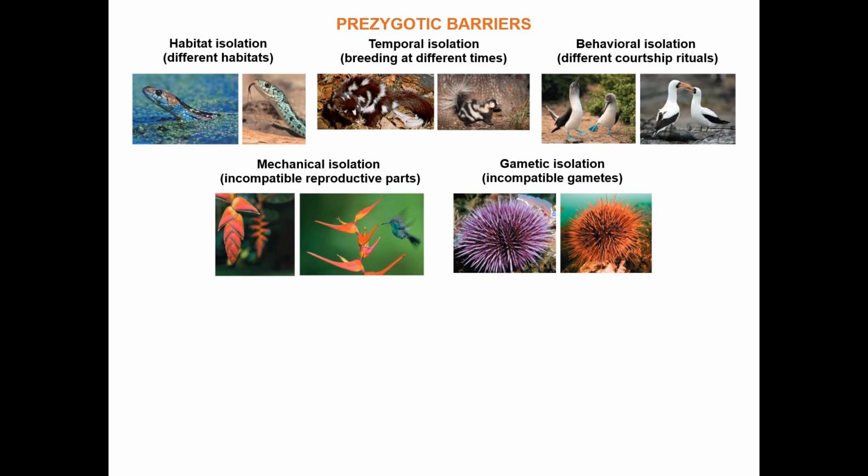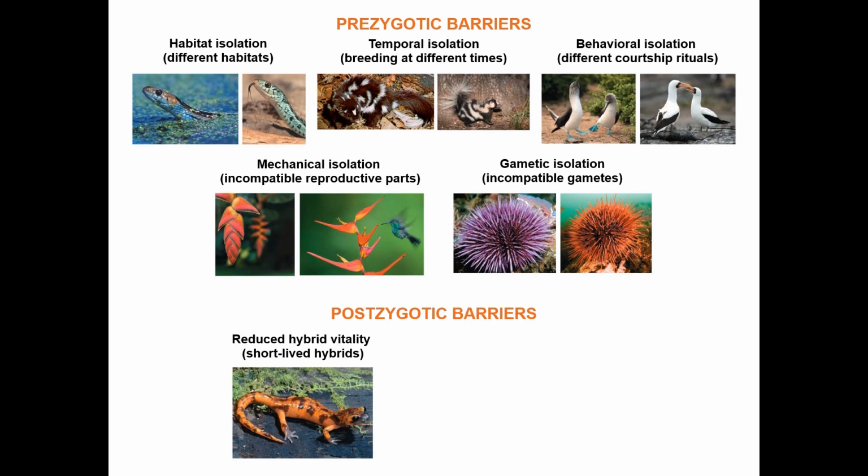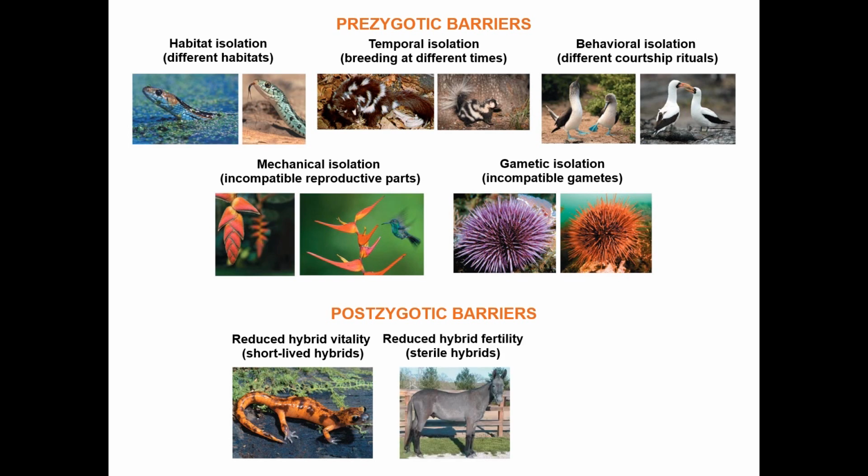The most common and perhaps most obvious postzygotic barrier is that, well, maybe the hybrids that you produce are just really crappy. Either they die very early or they don't really get born at all. That's reduced hybrid vitality. You could have a situation where your hybrid is infertile. That's like the mule example we talked about before. This produces sterile hybrids, which prevents the species from really interacting for long term.